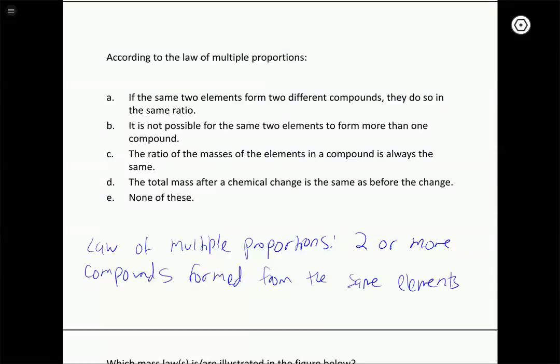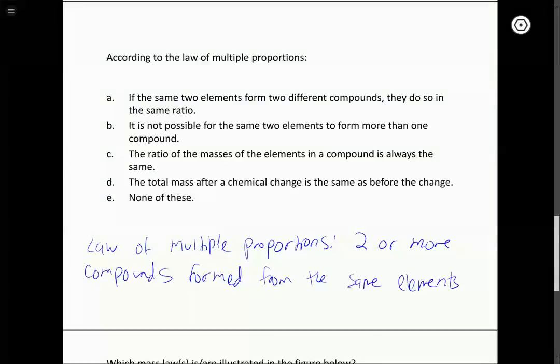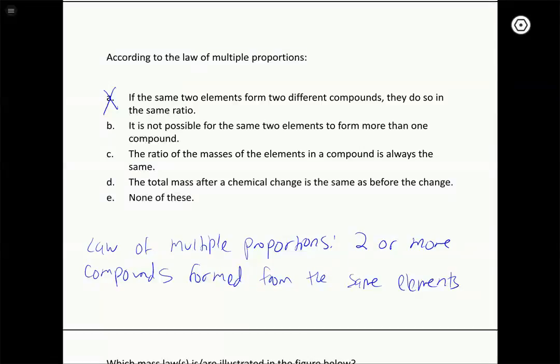So then we have a few choices here, and we want to decide which of these are represented by the law of multiple proportions. So A, if the same 2 elements form 2 different compounds, they do so in the same ratio. So this is kind of the opposite of what the law of multiple proportions says. The law of multiple proportions says if 2 elements form 2 different compounds, the 2 ratios are going to be different. So that's what makes them different compounds. If you have same elements, same mass ratio, that's the same compound. So in order to make two different compounds, you need to have different ratios of the elements.